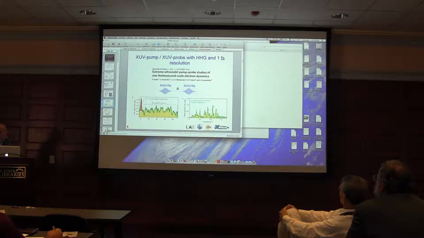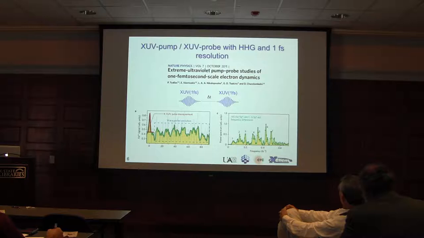Just to show that it's a proof of principle experiment that shows that this is possible. You can see these dynamics, but of course the aim of this experiment is not to observe the nuclear motion, because for that we already have femtochemistry. So the key question is to have XUV pulses that are shorter in time.